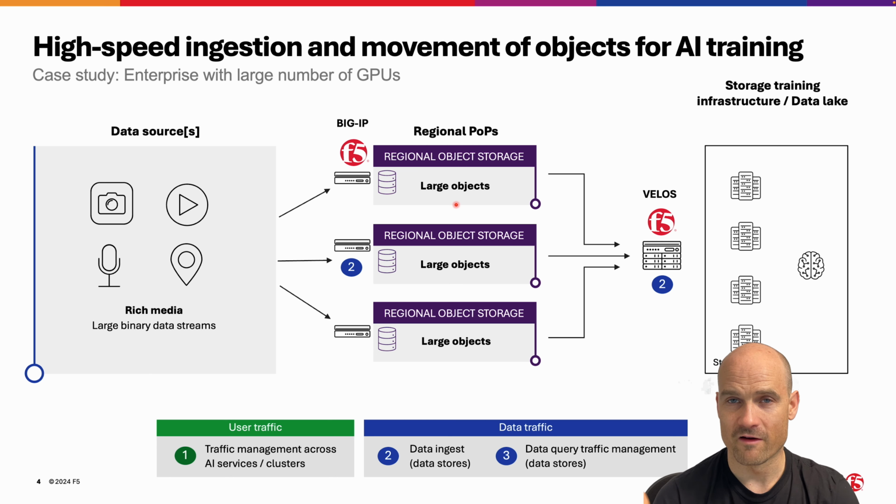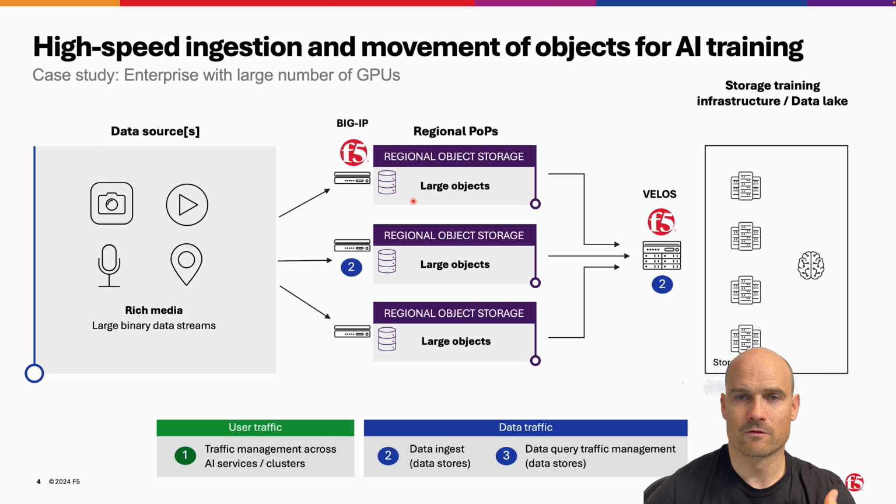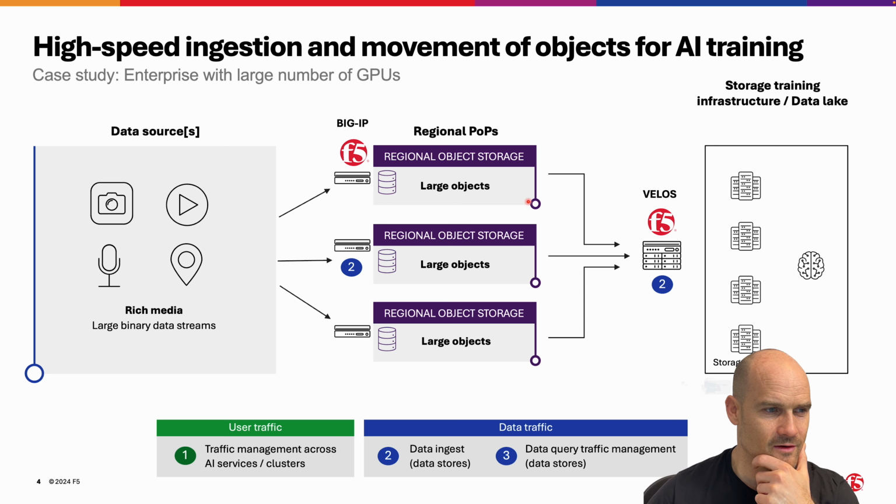So of course, in front of the training infrastructure, we can deploy a VELOS, okay, a chassis. And in the middle, as you can see, I took an example of regional POPs. Let's say you have POPs in different regions with all the large objects, and in order to load balance and add performance on the traffic, you can deploy BIG-IP R series in front of these different large object infrastructures in your regional POPs. Okay, so here in the use case, I am in a data ingest use case.